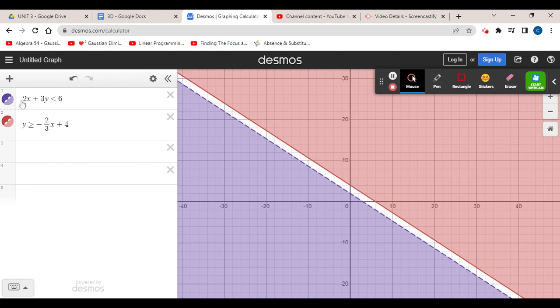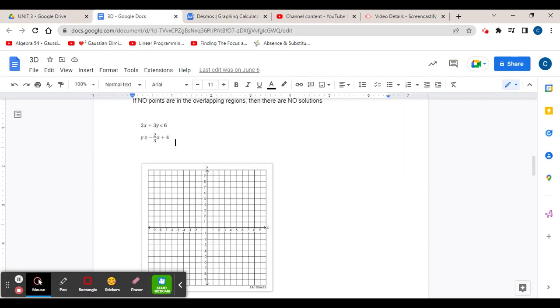Because in this purple inequality, 2x plus 3y is less than 6, all the solutions are underneath the purple dotted line down here. For this one, y is greater than or equal to negative 2/3 x plus 4, all the solutions are up here above this red line. So if there's no overlap, then there are no solutions.